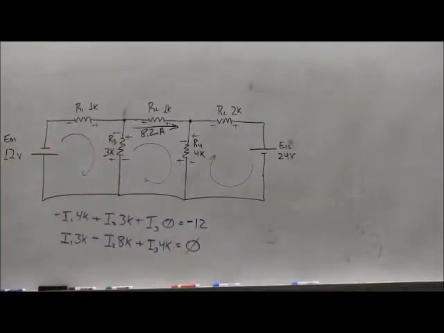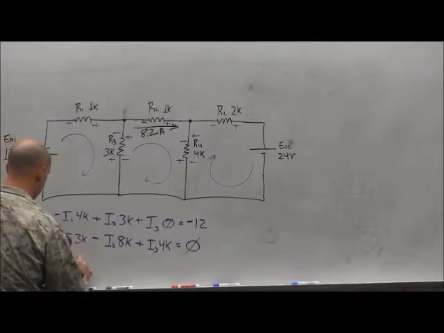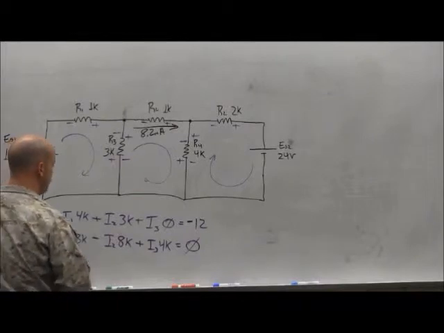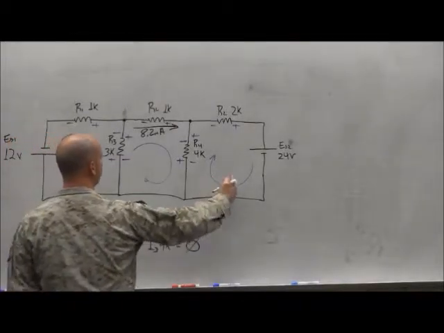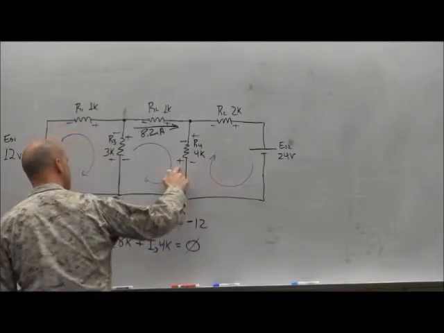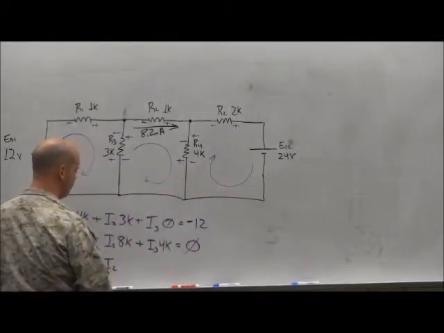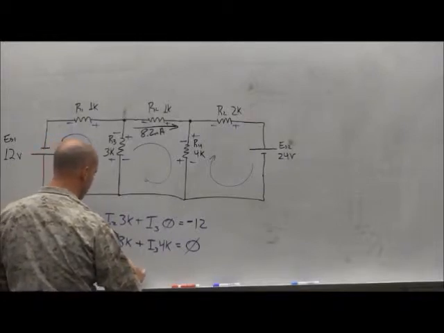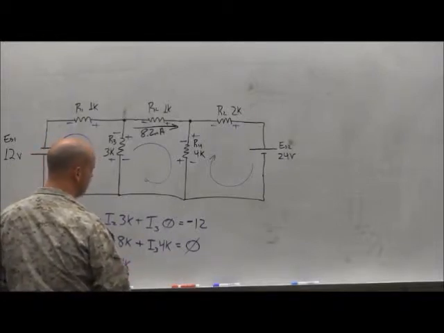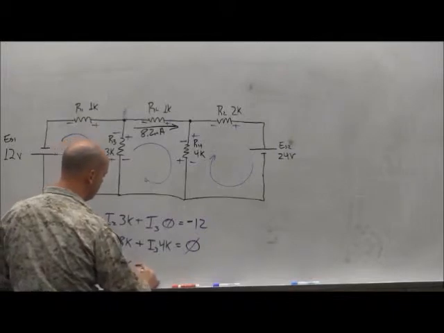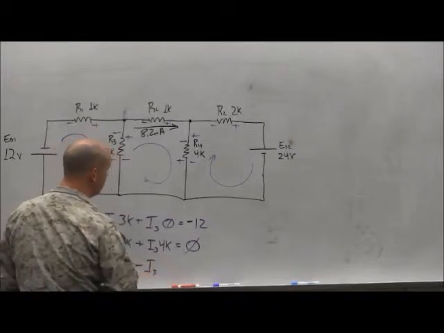Okay, let's do I3. What's the coefficient for I1 when we're dealing with I3? 0. Okay, what about I2? Is it positive or negative? When we hit this and we look across, positive. Positive I2, and what's the value? 4K. Then I3 is going to be, and then what's the value?